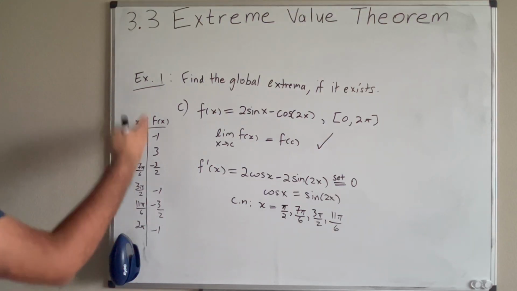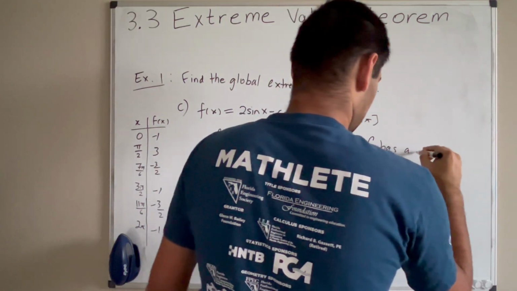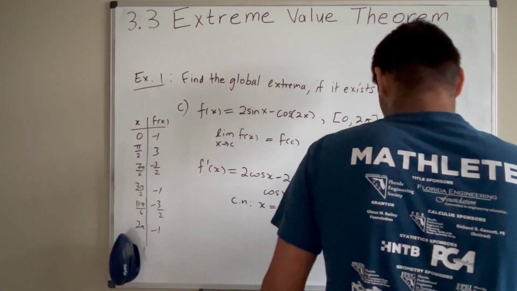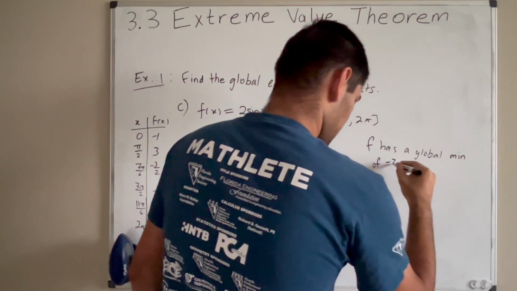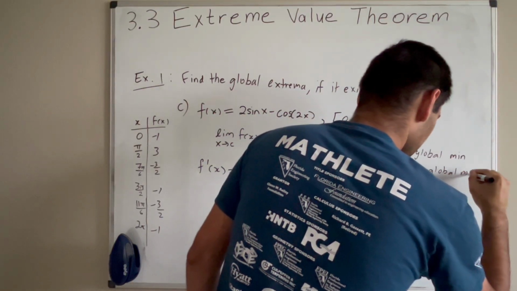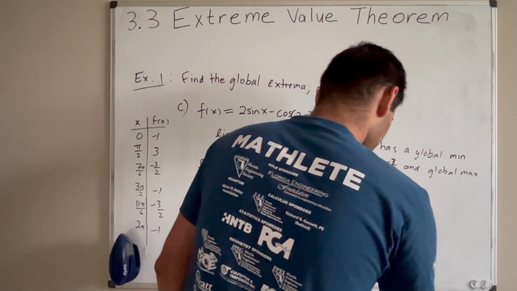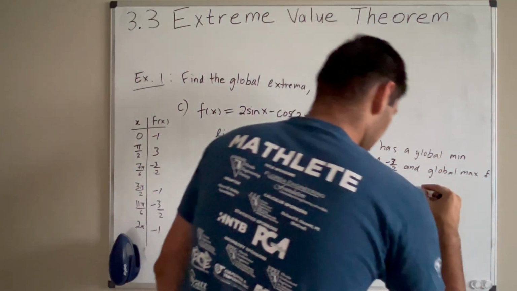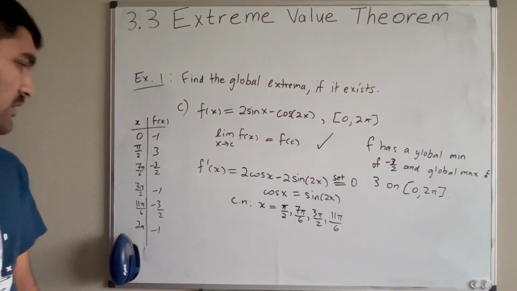All right, so from these values it should be pretty clear that f has a global minimum value of -3/2 and has a global maximum value of 3, right? On the interval 0 to 2 pi. All right, so there you have it.